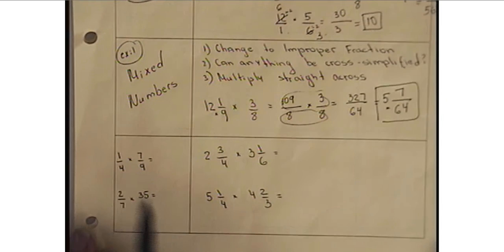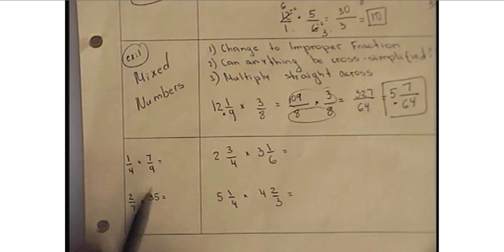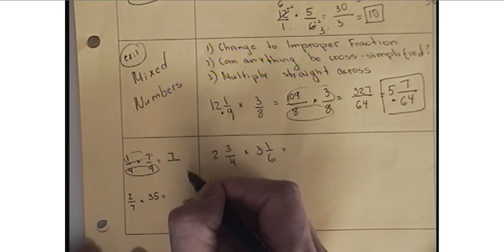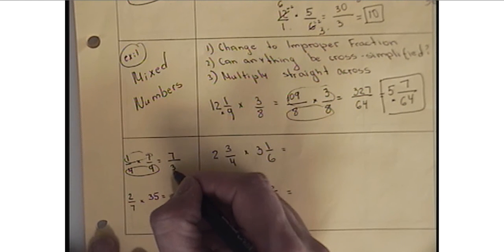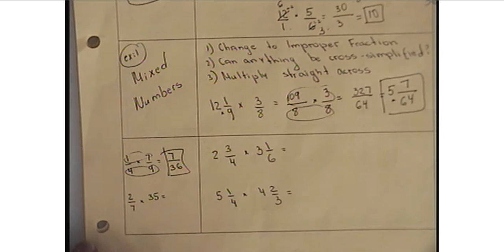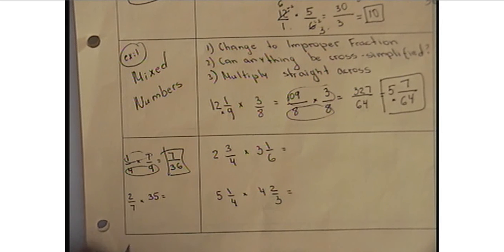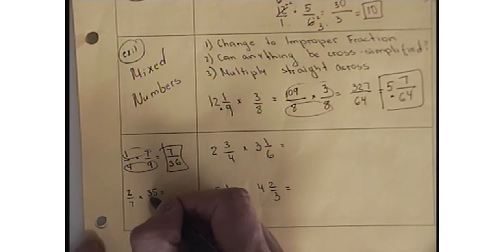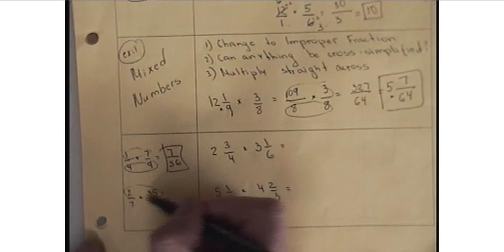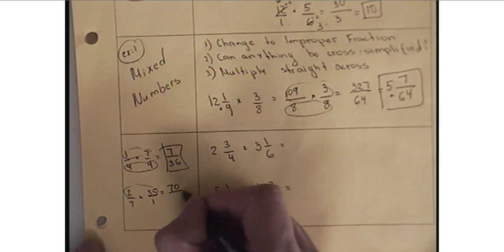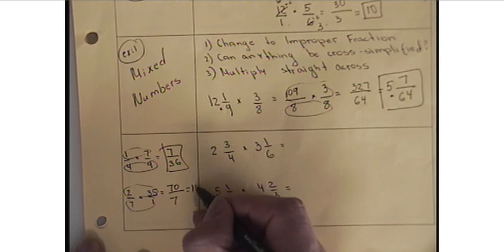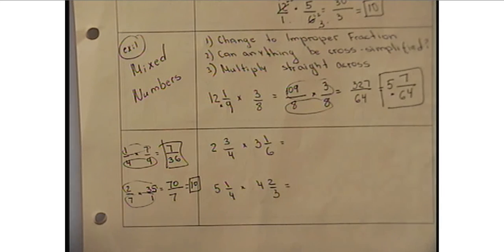Here are a couple examples where we can do this straight multiplication, and we multiply across the top. 1 times 7 is 7, 4 times 9 will be 36. So 7 over 36 will be my final answer here. If I have example 2, 7 times 35, remember what we do? We say over 1, and we multiply those two, which is 70, and 7 times 1 is 7. 70 divided by 7 is 10. So 10 will be the final answer here.